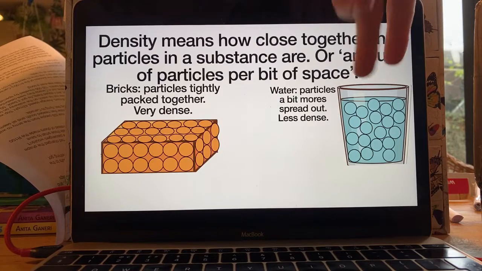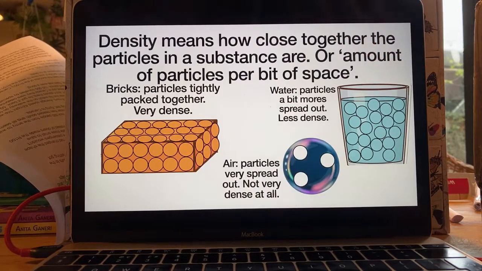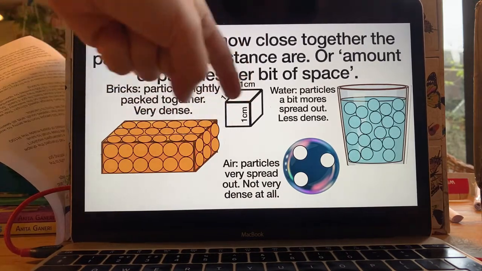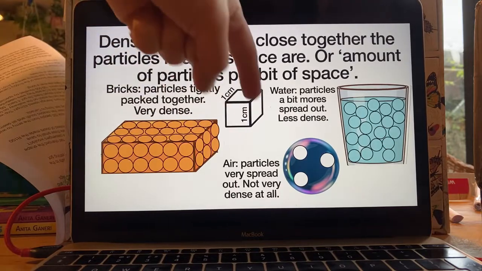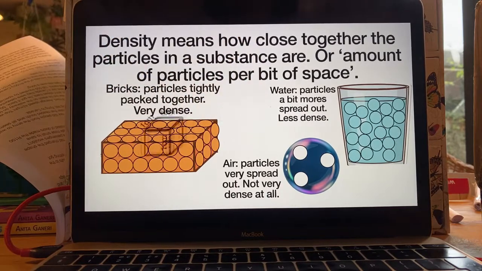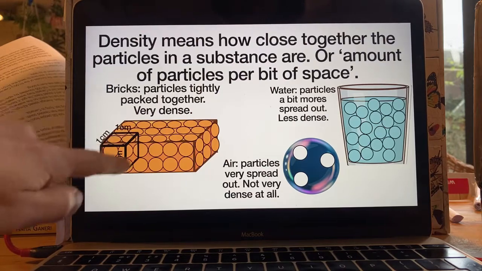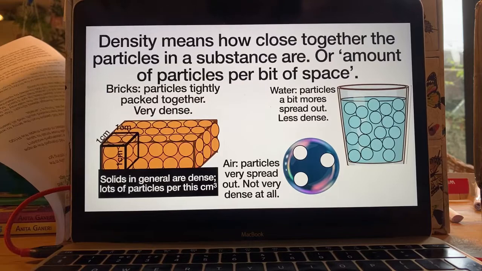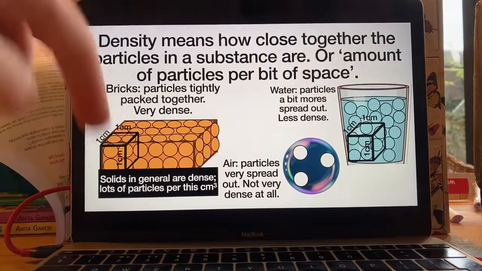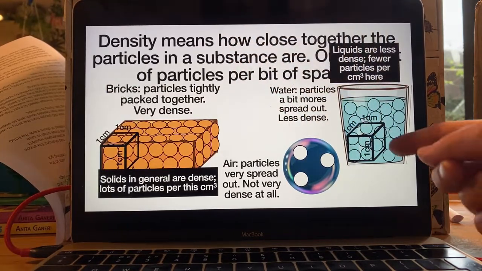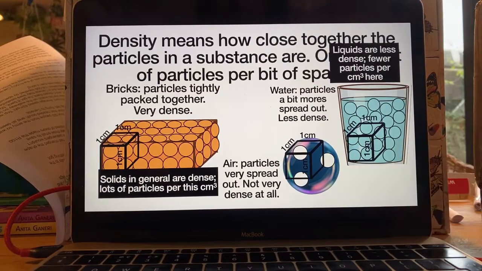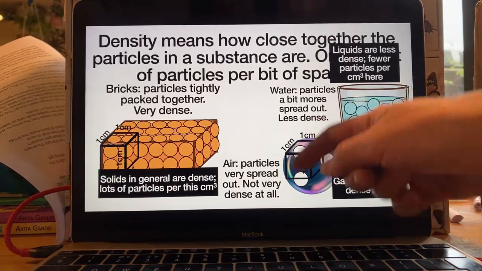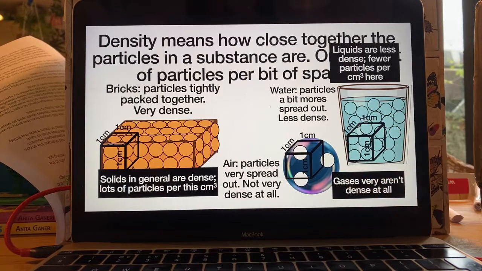Water, the particles are a little bit more spread out, so you'd say it's less dense. Air, particles are very spread out, not very dense at all. Another way of thinking about it is how many particles per bit of space have you got? If you get a 1 centimetre cube and imagine that it's inside the brick, you've probably captured a lot of particles. If you put that centimetre cube box in water, there would be fewer particles in there. And for a gas, in general, there's even fewer particles. Not very dense at all.